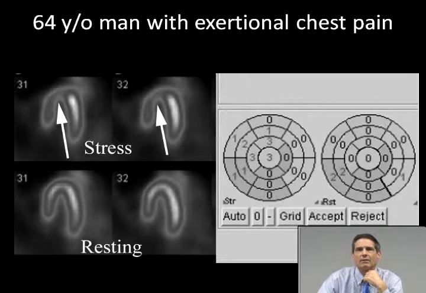Now, you usually use the SPECT images by comparing the rest and stress images, and the reversible areas are the ones that probably are going to benefit from coronary artery catheterization, diagnosis, and stenting.